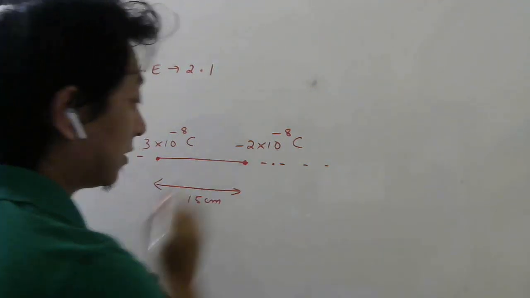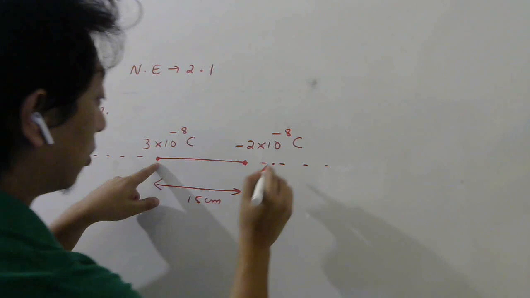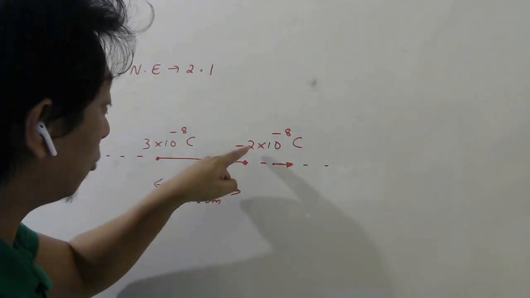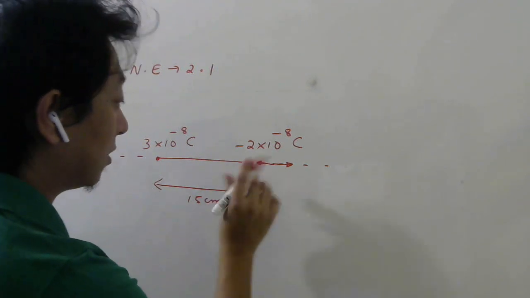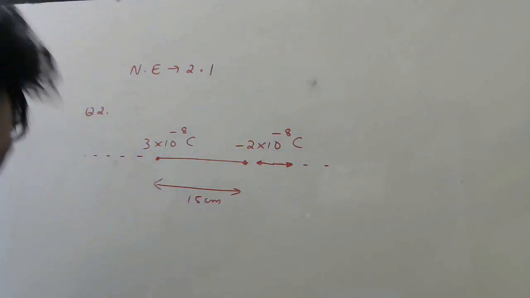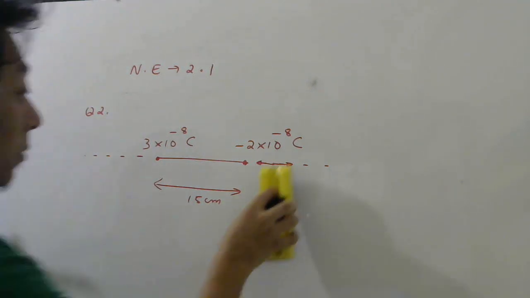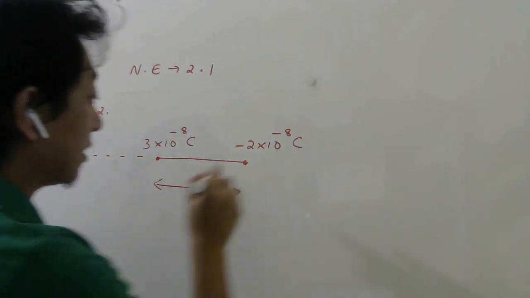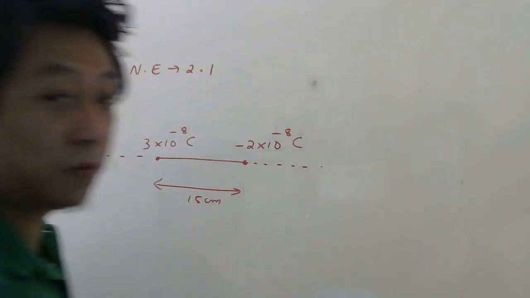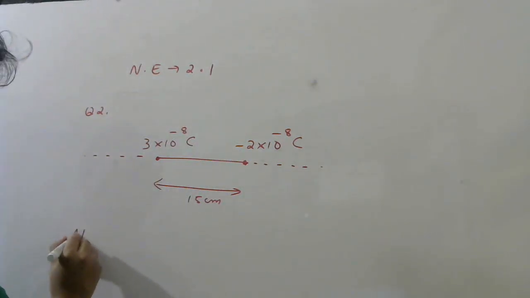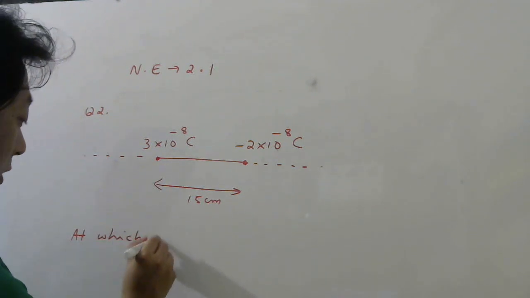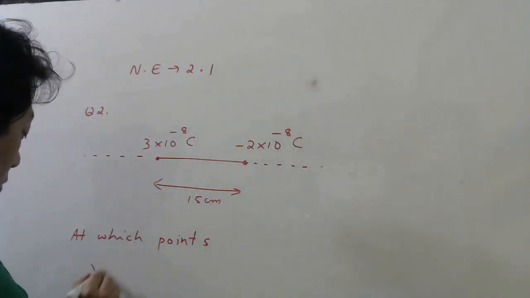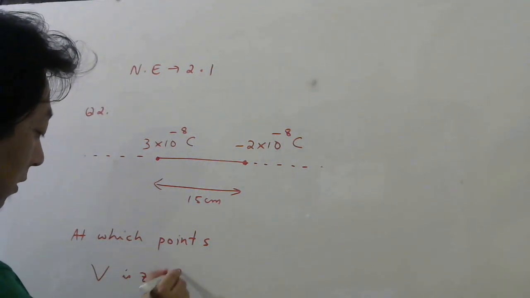Here, at some point, the electric field due to the positive charge will be away from the positive charge, and the electric field due to the negative charge will be towards the negative charge. So somewhere here the electric field can be zero. But remember, they are asking about potential. Electric field we have finished already. They are asking at which points potential will be zero.